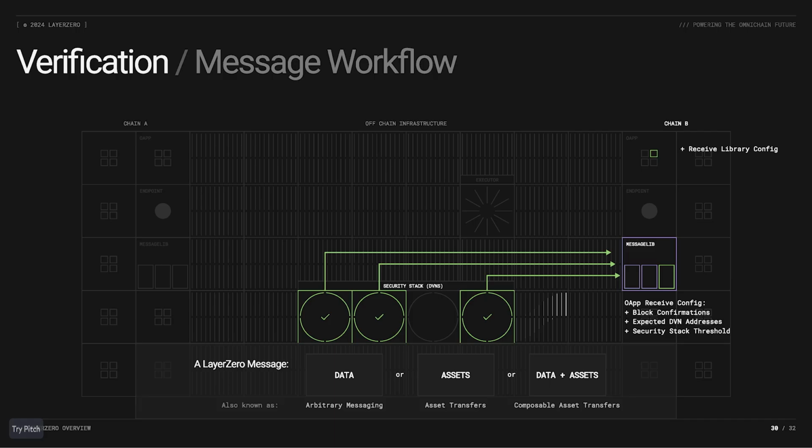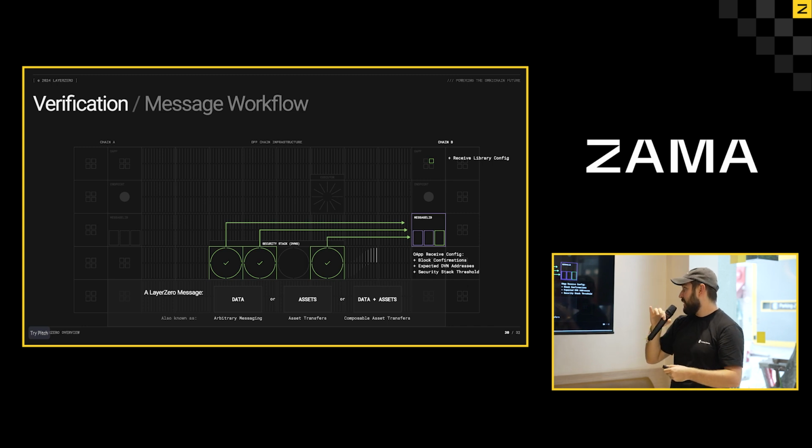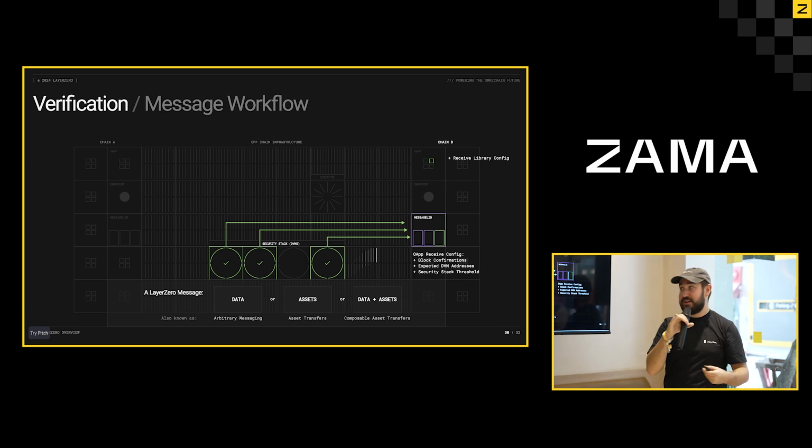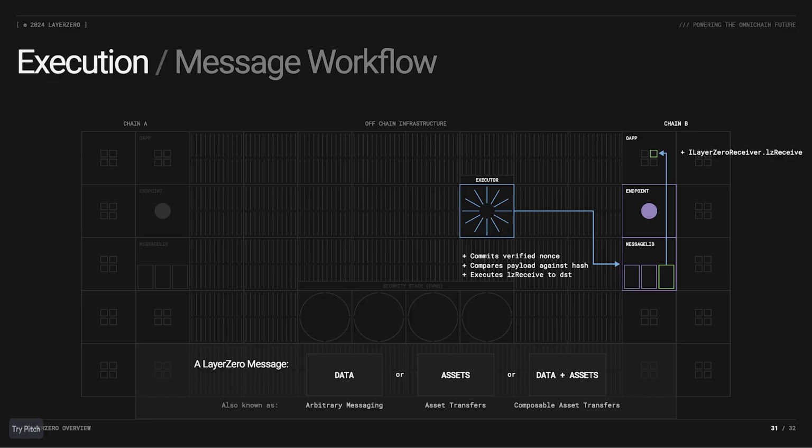On the destination chain, you'll have another smart contract that you've deployed that has a configuration registered here about time to finality, about the expected DVN addresses that you're using, and about the threshold for security that's needed to mark this message as verified. Once this message is marked as verified, finally an executor can go and deliver this message end-to-end to the final smart contract and ultimately apply the state change that matters to the user using this contract.